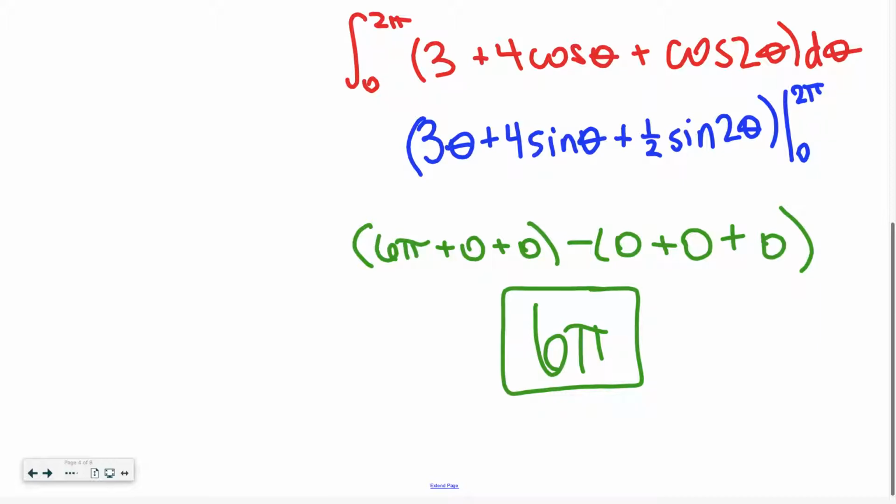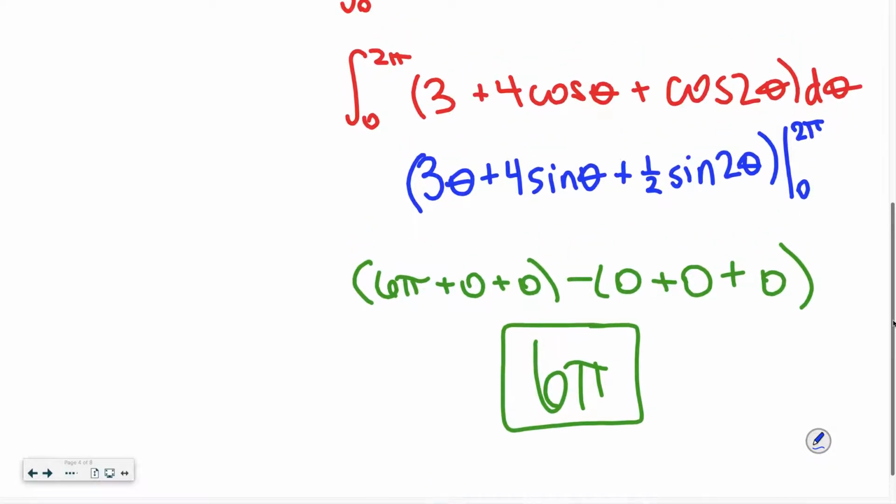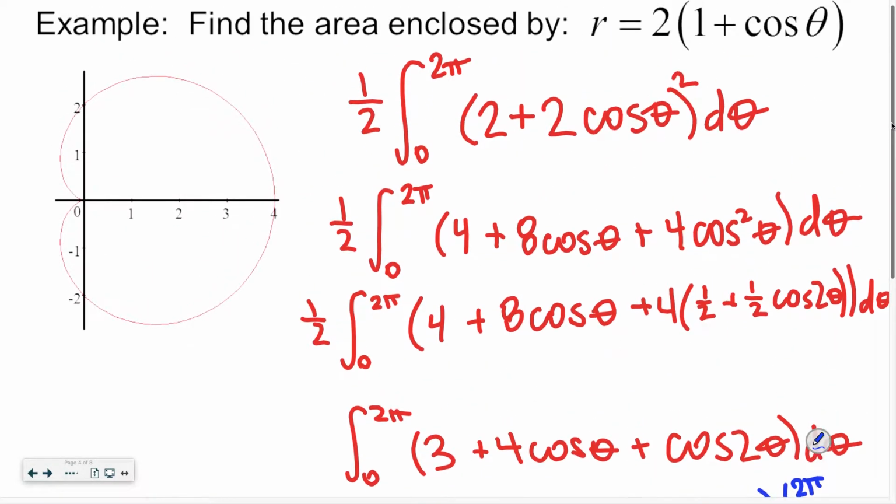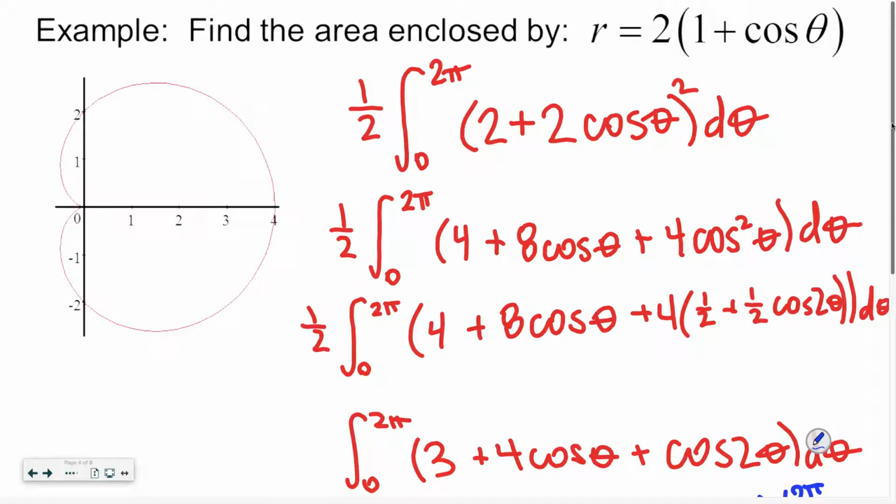Now, did anybody on their own decide to go from 0 to pi and double it? If you did, you would have gotten the 6 pi. Okay? Questions on that example?